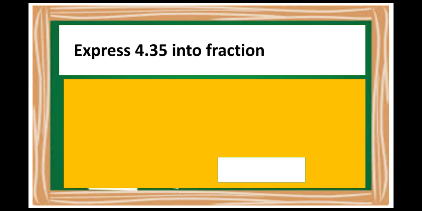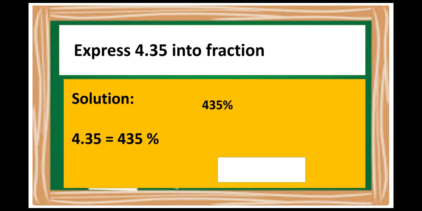The last one. Express 4.35 into fraction. The same process. Express this first into percent form. And 4.35 is equivalent to 435%. And 435% means 435 over 100. And this could be reduced to 87 over 20 by dividing the upper and the lower part by 5. So we have now this fraction form of the 4.35.